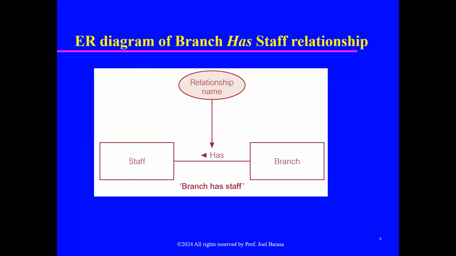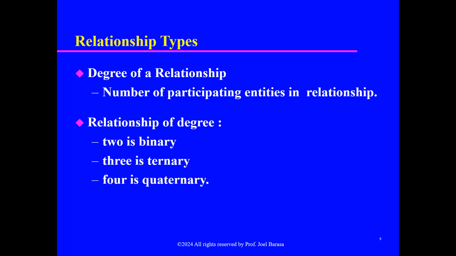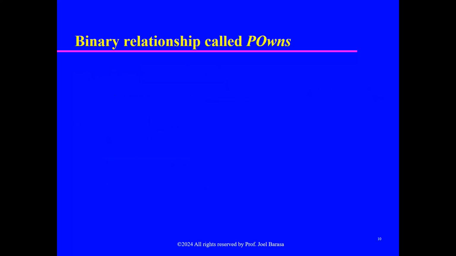So for example, a branch has a staff. Every branch has got staff, and several staff can belong to different branches. That's a relationship. So the degree of a relationship is the number of participating entities in a relationship. How many entities are inside a relationship? If there are two or three, then those are the degrees of relationships. Then you have relationship degrees, either two, three (ternary), or four (quaternary) in nature.